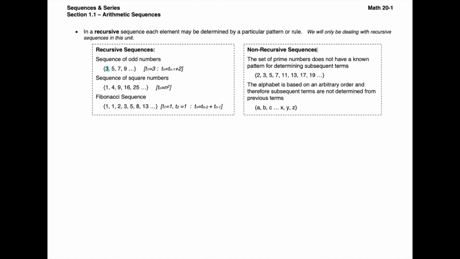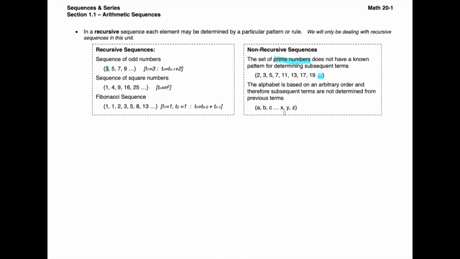We're not going to be dealing with non-recursive sequences very much, other than just being able to recognize them. A couple of fairly common examples: the set of prime numbers doesn't seem to have a particular pattern to it. Starting at 2, 3, 5, 7, there really is no upper limit to those, so they carry on forever, but there doesn't seem to be a particular pattern for how those are ordered.